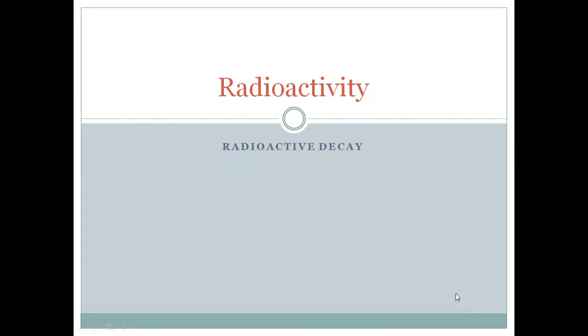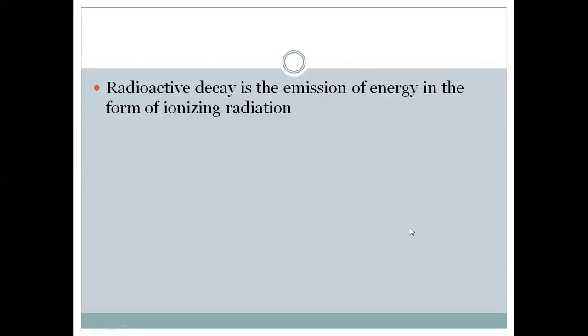Today's lecture is mainly made for discussing questions on half-life, but here we will begin with the nature of radioactive decay. What is radioactive decay? It is the emission of energy or radiation in the form of ionizing radiations. These ionizing radiations may be alpha, beta, or gamma.